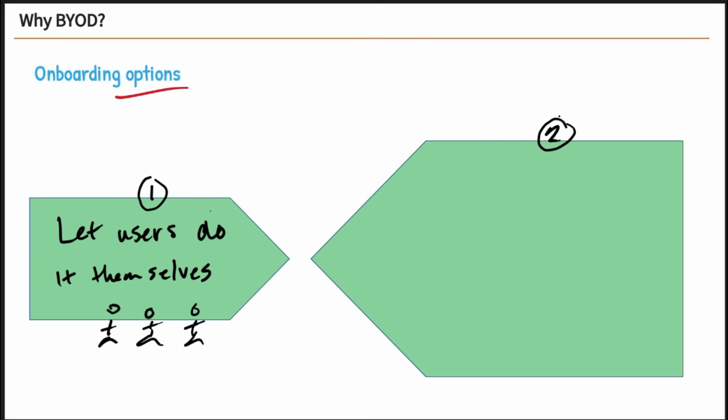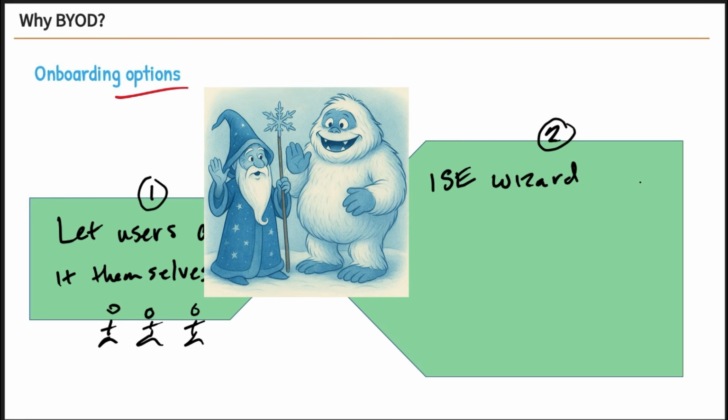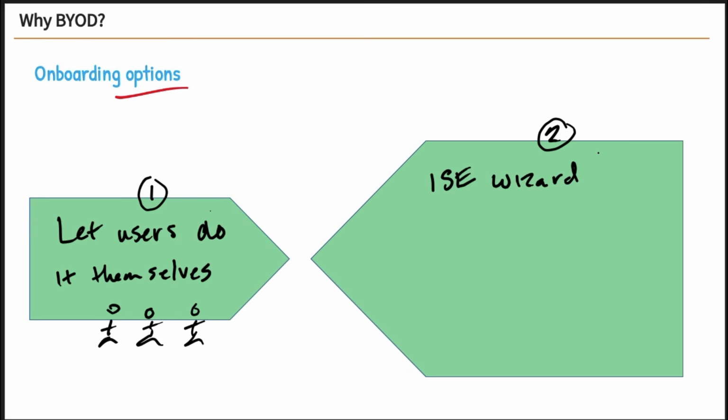Option two is allowing ICE to do a wizard, if you will. We'll say ICE Wizard. Now, the ICE Wizard makes me think of the Christmas movies that are those stop-motion animation movies with Rudolph and the Abominable Snowman. Yeah, so you've got your ICE Wizard.